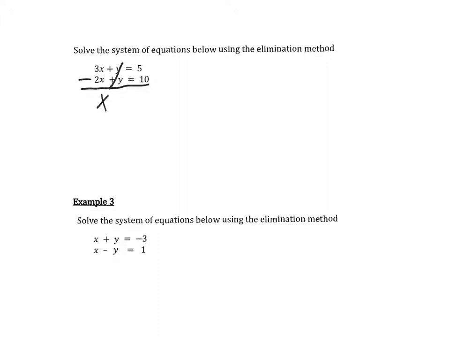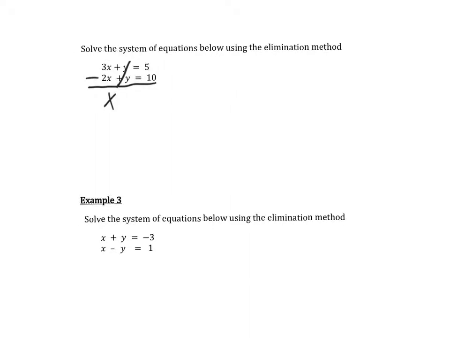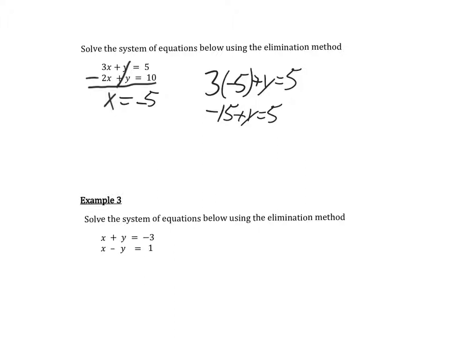My y's cancel, and 5 minus 10 is negative 5. Now let's go back and plug that in. So we have 3 times negative 5 plus y equals 5. So 3 times negative 5 is negative 15 plus y equals 5. Add over my 15, so y equals 20. So my final answer is negative 5, 20.